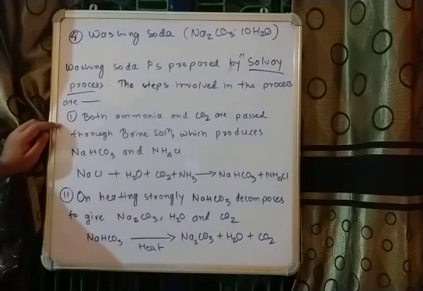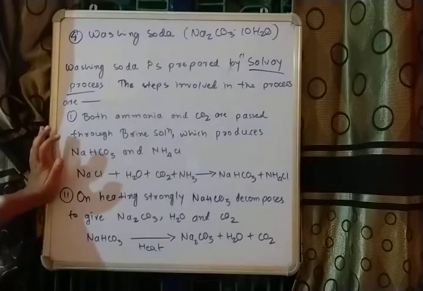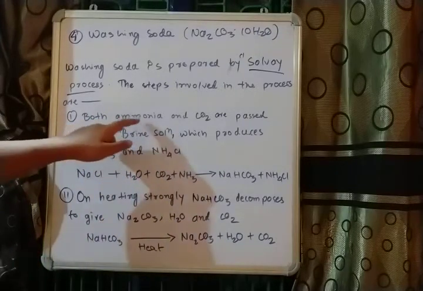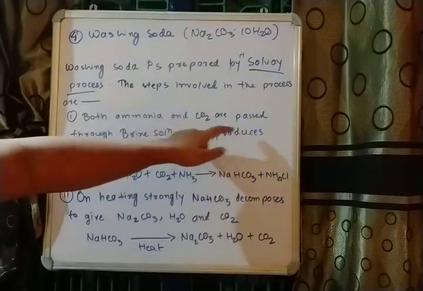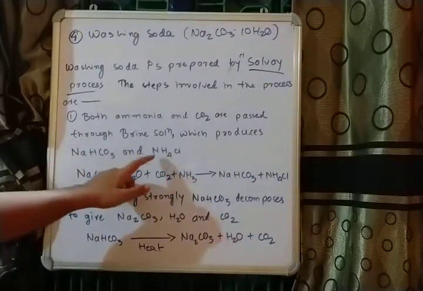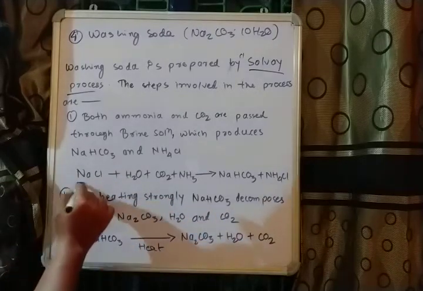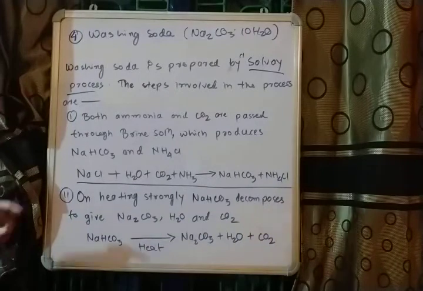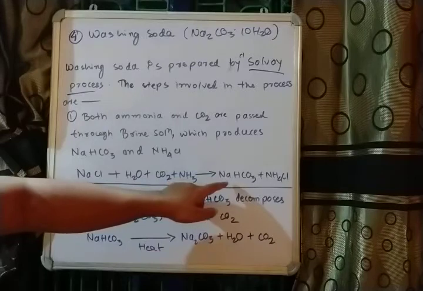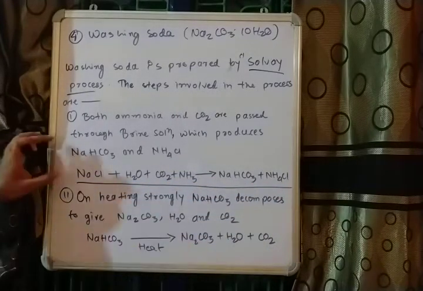Step number 1: in the first step of the Solvay process, the brine solution is subjected to reaction with both ammonia and carbon dioxide. That is why I have written that both ammonia and carbon dioxide are passed through brine solution, which produces sodium bicarbonate and ammonium chloride. So this is the reaction involved. This is the second time I am writing the reaction: NaCl + H2O + CO2 + NH3 gives NaHCO3 + NH4Cl. Correct? This is the first step.